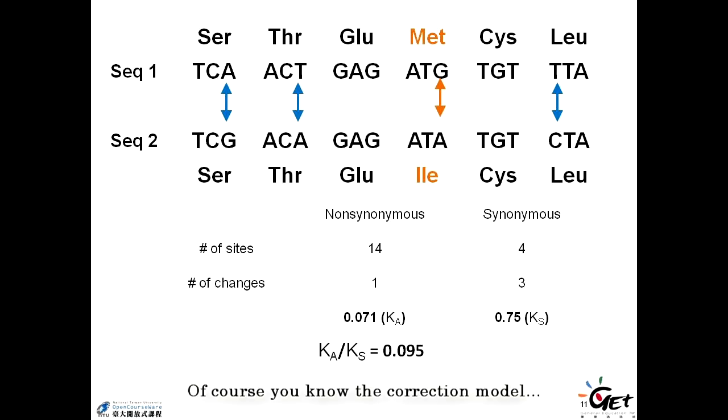Of course, you know the correction models. I have the slides down there, but we discussed last time that you can use either the 1 parameter method or the 2 parameter method to do the correction. But with the easier counting method here, we can calculate by hand. It's just the number of changes divided by the number of sites. So that's the number we are going to calculate. And this is the correction.